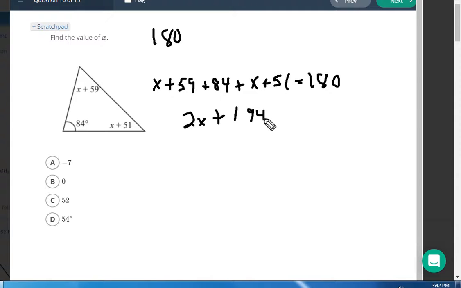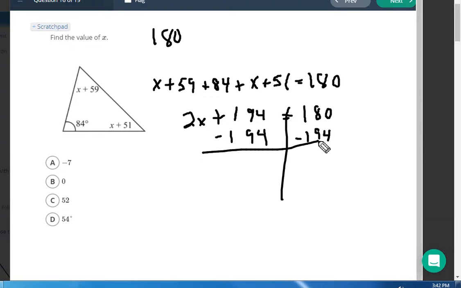So that has to equal 180. So we want to draw a line, and we're going to use adding balanced sets. So we're going to add in negative 194 to both sides. We will cancel these because that is a zero pair. Leaves us 2x. And then we have this subtraction problem over here, which is going to give us a negative number, because we have 180 and we're taking away 194. It's going to equal negative 14.